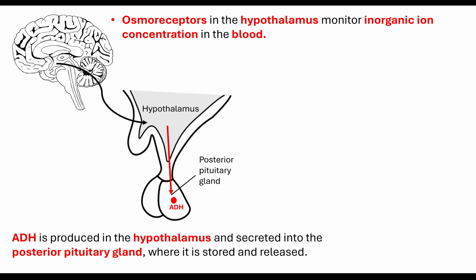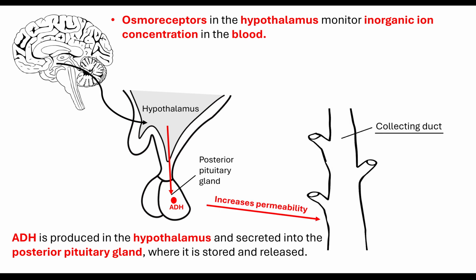So when we say that we have osmoreceptors that are monitoring the inorganic ion concentration, they are monitoring whether or not ADH needs to be released or less ADH needs to be released. So what does ADH do then? Well, ADH, the antidiuretic hormone, is a hormone which is a chemical messenger. It's going to be released from the posterior pituitary gland into the bloodstream, and then it will travel to its target organ. Now, the target cells it's looking for are the collecting ducts. When it gets to the collecting duct, it's going to increase the permeability of the collecting duct.